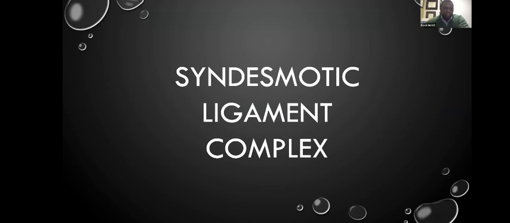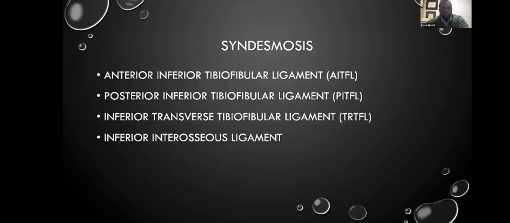And so now we're going to review the syndesmotic ligament complex. One of the important things to take from this lecture is that we often talk about ligaments as one thing, but they're really a combination of actual ligaments. The same is true for the syndesmosis. It consists of four different ligaments: the anterior inferior tibiofibular ligament, the posterior inferior tibiofibular ligament, the inferior transverse tibiofibular ligament, and the inferior interosseous ligament.